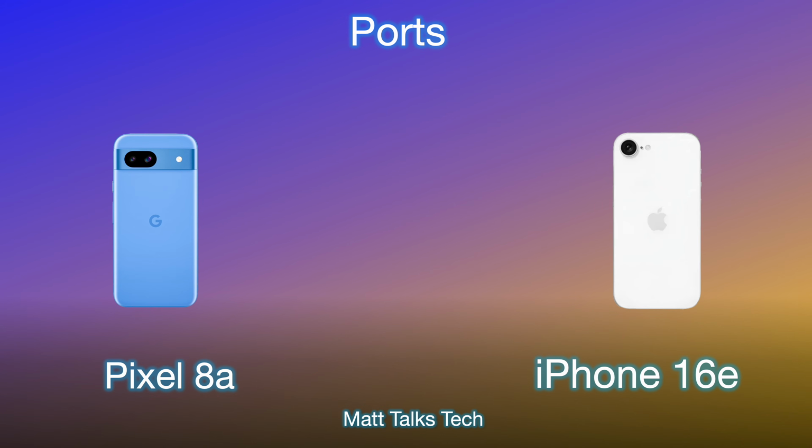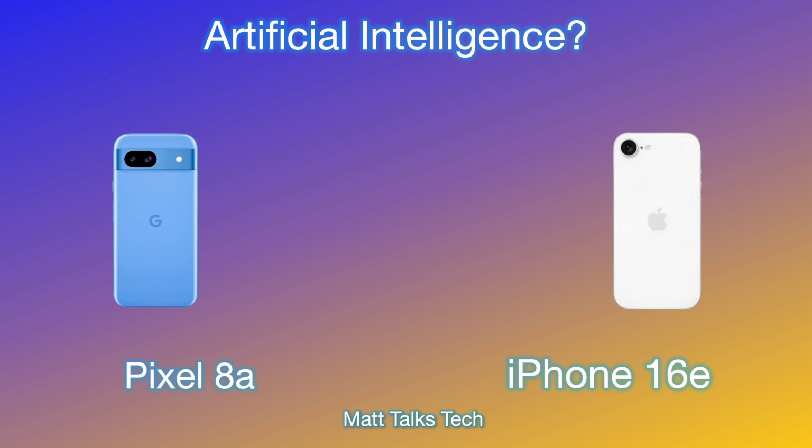For ports though, both of them have USB-C ports at the bottom, and both of them actually charge at different speeds, like I said earlier. But the USB-C on the iPhone 16e is actually USB 2.0, whereas the Pixel 8a actually has USB 3.2 speeds coming out of it. So if you do want to transfer files onto your phone or off your phone, it's going to be quicker on the Pixel 8a. And then for artificial intelligence, both of these phones offer this.